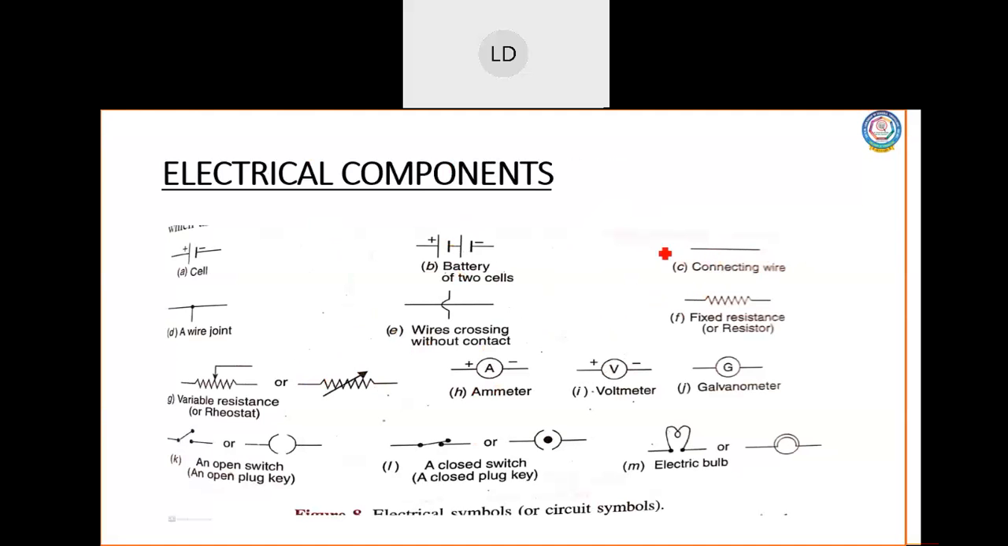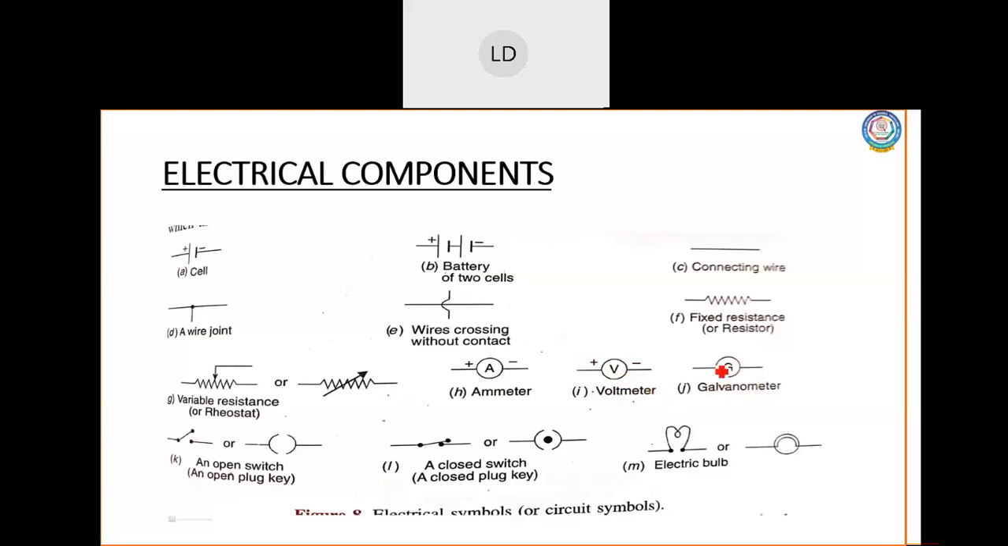Now a connecting wire is represented like this. Then you have a rheostat that is connected to a circuit. This rheostat is to vary the current in a circuit. So this is the electric symbol for a rheostat, which is also called variable resistance. And this is the symbol for an ammeter. An ammeter is connected in a circuit to measure the value of current, right? Similarly, this is a symbol for a voltmeter, which is used to measure potential difference, or voltage, in a circuit.